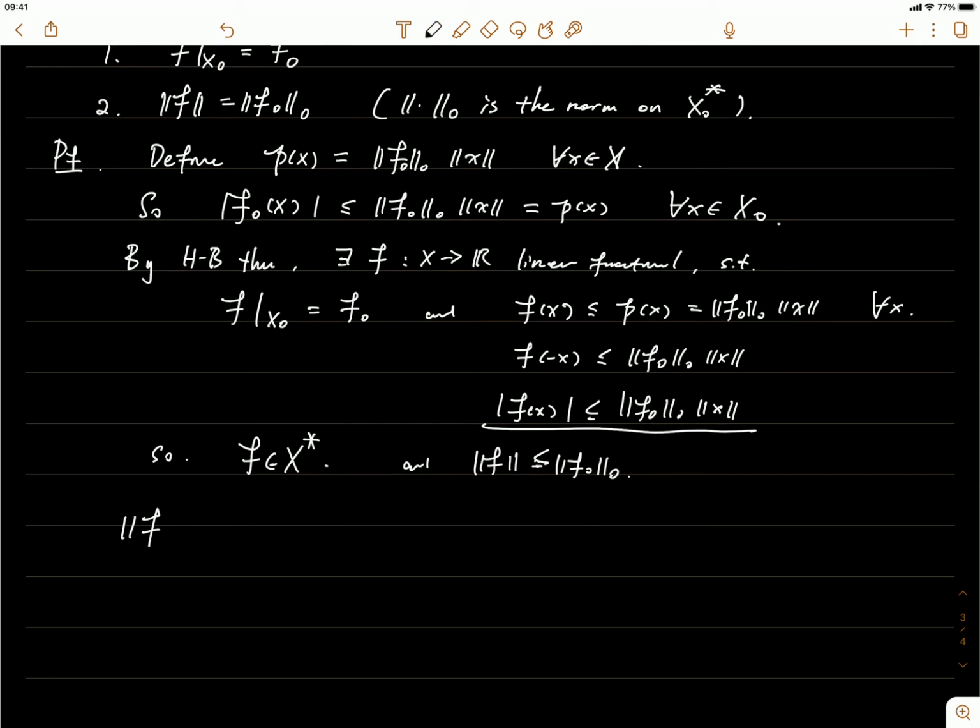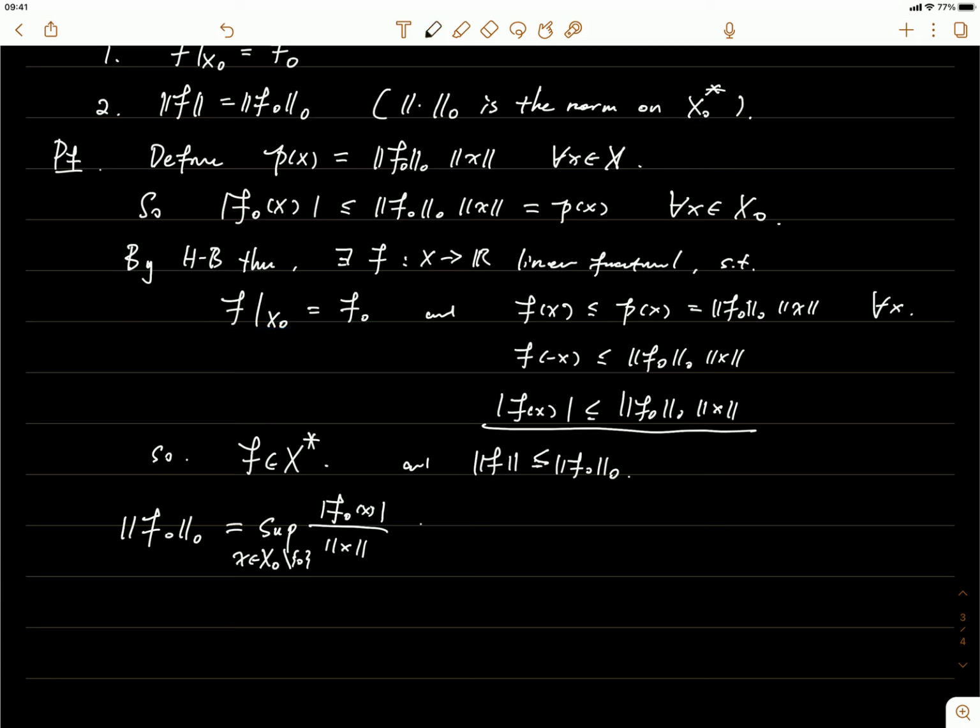Recall the f naught norm, which is in the x naught star space. By definition, it is just f naught of x divided by the norm of x, where x is from the x naught space but is not 0. That's our definition. And because on this space, for every x in this space, f should be the same as f naught, we know this.